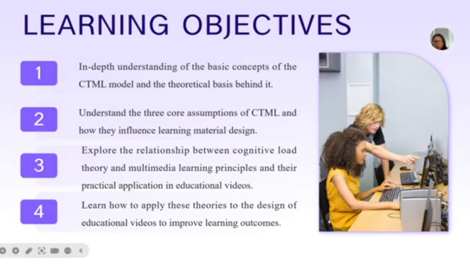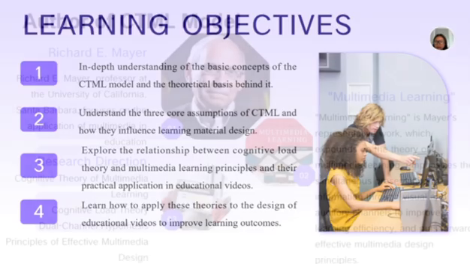CTML is rooted in the idea that information can be processed more effectively when presented in both visual and auditory forms. This leads to significant improvement in how we process and understand the information. Let's explore this theory in great detail today.